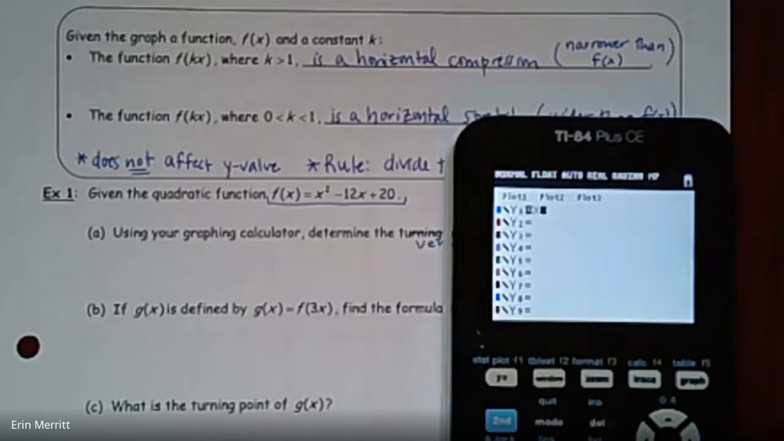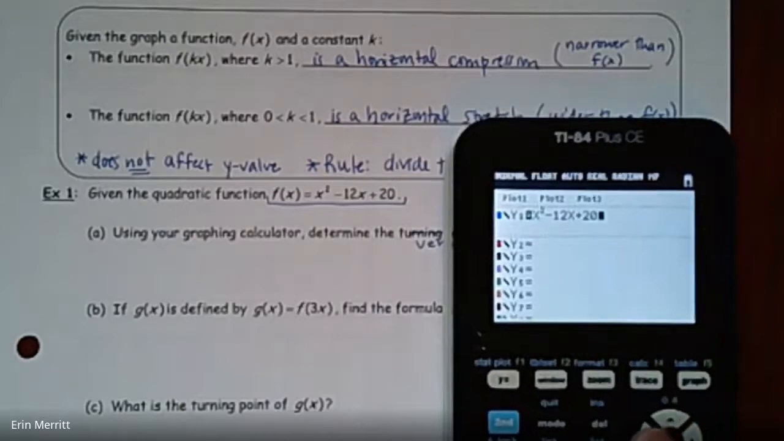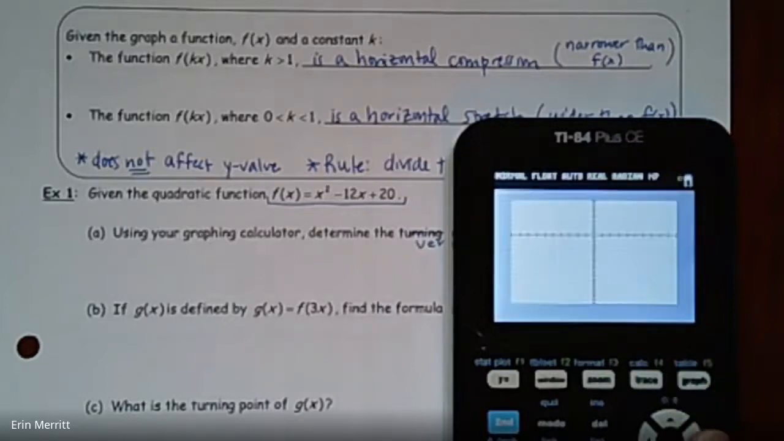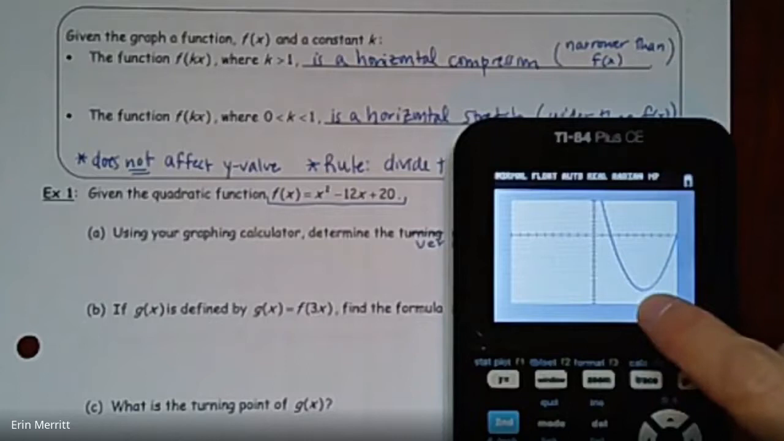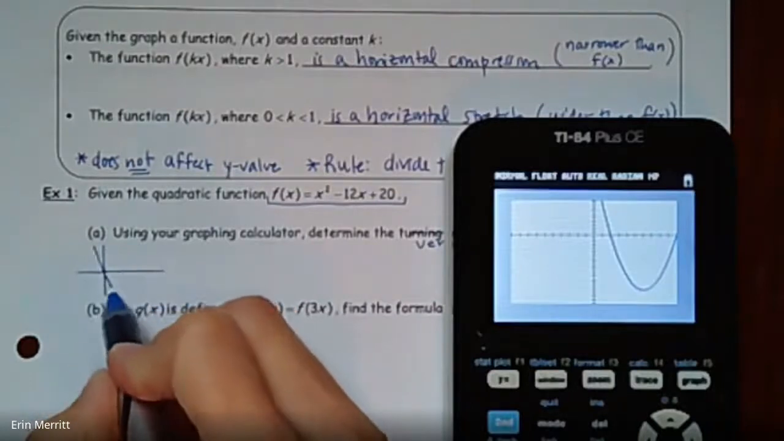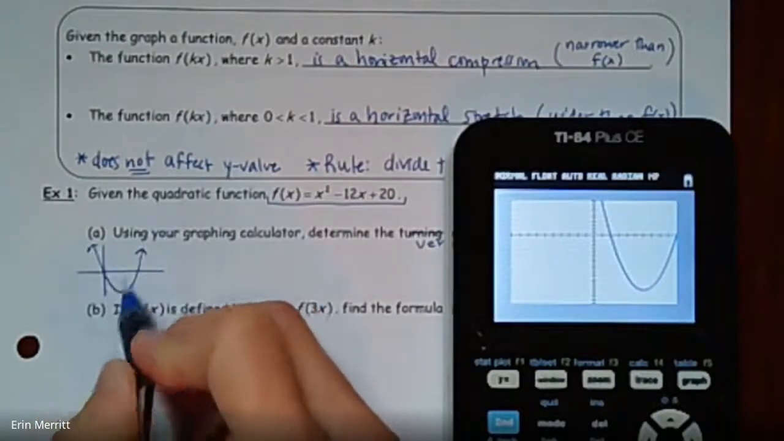But if we go x squared minus 12x and then plus 20, I know for a fact that you're going to have to change the window. So I'm going to change my window to make my y minimum negative 20 so that you can actually see this thing. So let me graph it for you. And there we go. So the vertex, that's that point way down there at the bottom. You can calculate it by calculating a minimum, or you can look in the table.